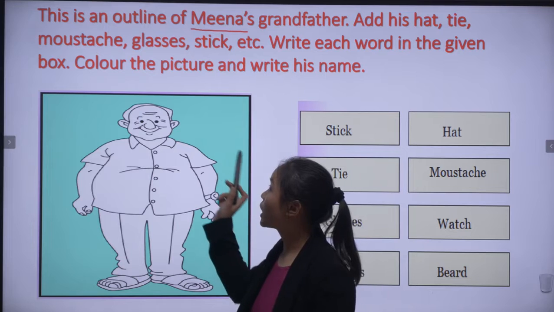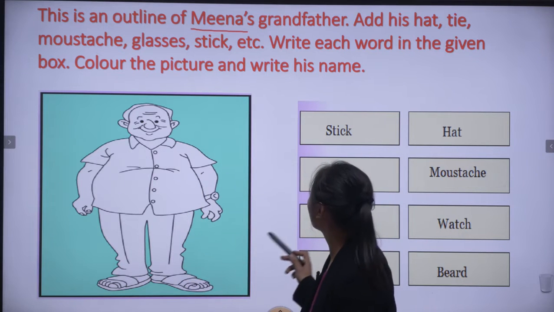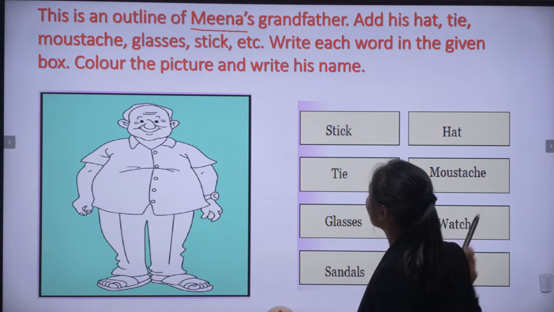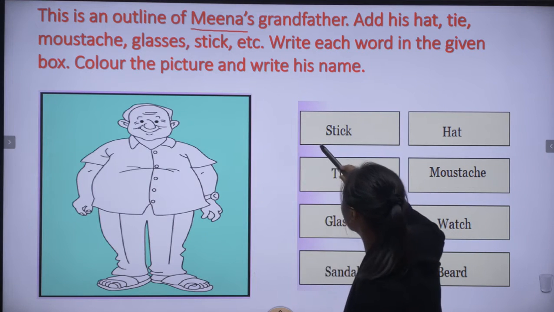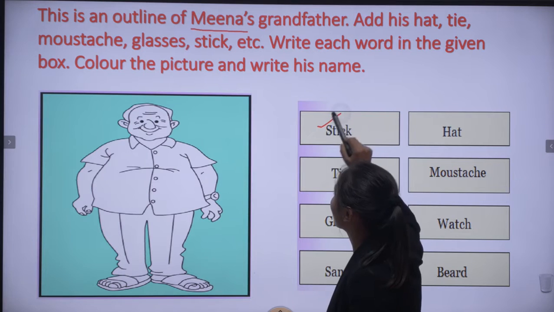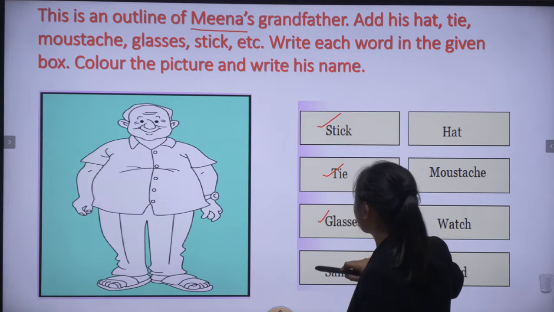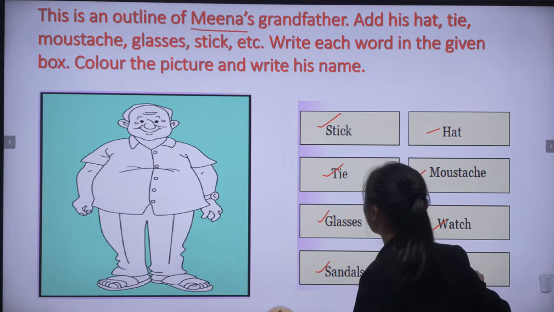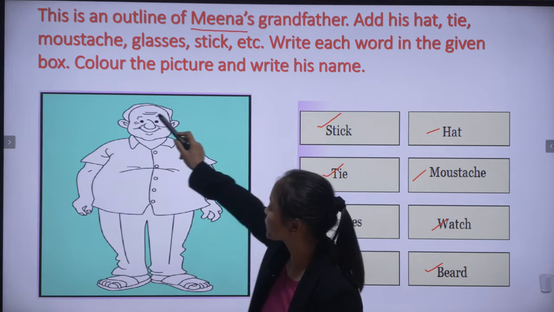So we have to color the picture also, and here are boxes of the things which we have to draw, like we have to draw a stick, we have to give a tie, glasses, sandals, and hat, mustache, watch, beard. All this has to be drawn here.